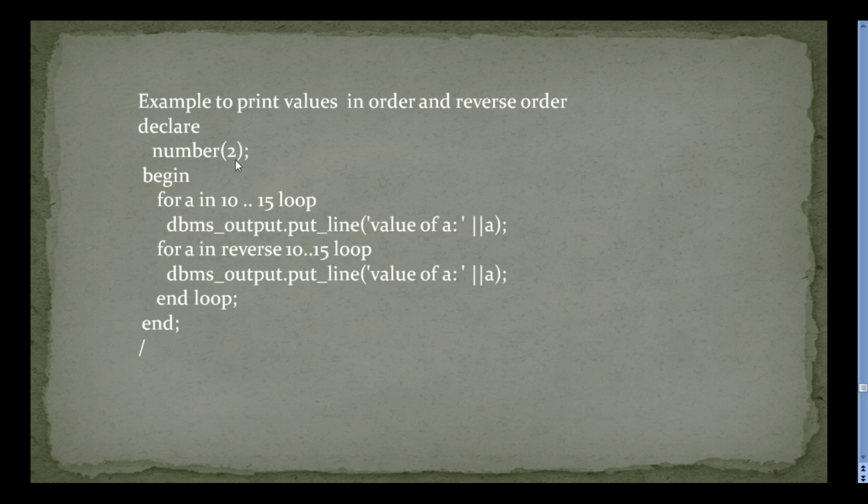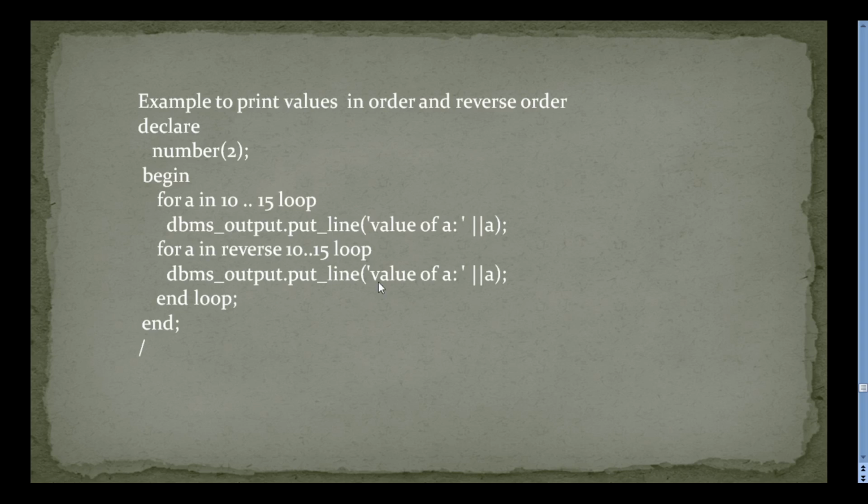This is an example to print values in order and reverse order also. So declare a number, begin, for a in, where a is the counter variable. Oh, I forgot to print a. Here: declare a number, begin for a in 10 2 dots 15. That means a starts from the initial value 10 to 15. The loop will be repeated for the values 10 to 15. So dbms_output.put_line value of a, simply.